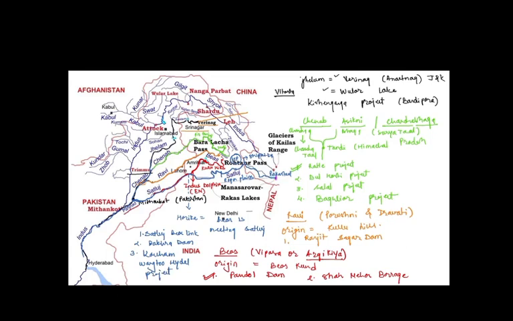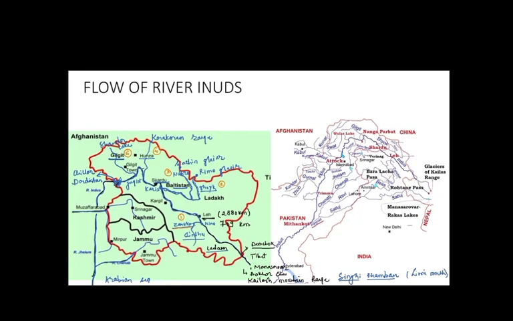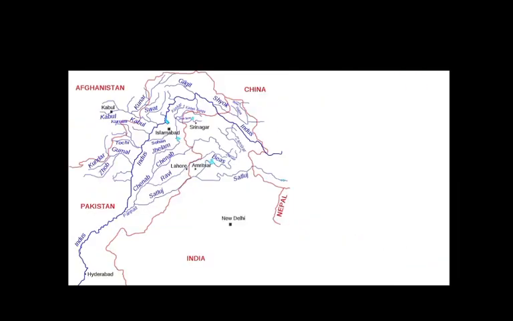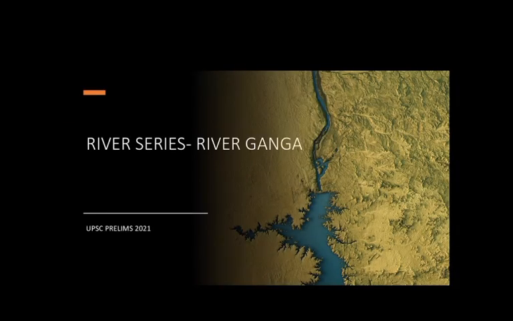We have seen five tributaries of river Indus here, which is Zanskar, Shyok, then Nubra, Hunza, and Gilgit. And here we have seen other five tributaries: Jhelum, Chenab, Ravi, Beas, and Satluj. So 10 important tributaries of river Indus we have seen. In next session, we'll see Ganga river and its tributaries.